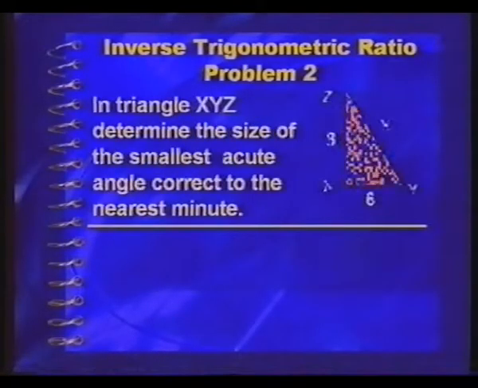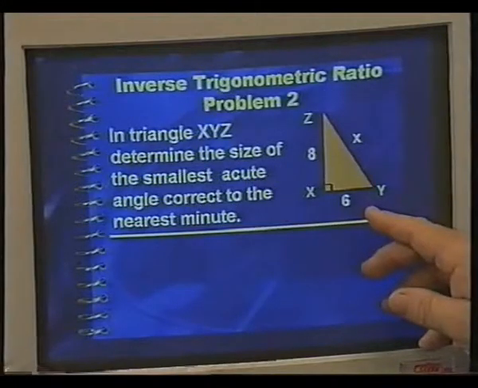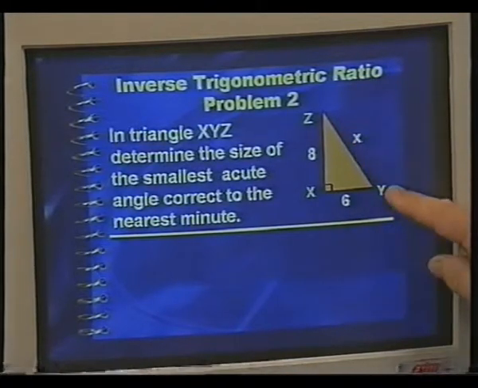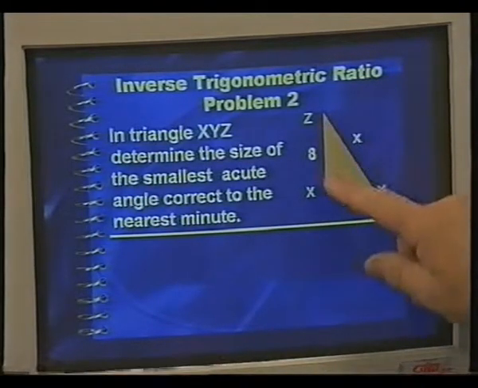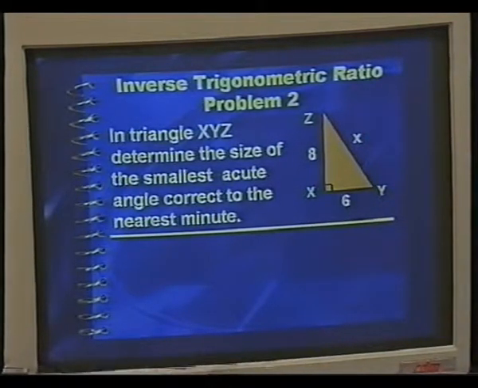Let's now have a look how we can use these inverse ratios in practical problems. So I've got a triangle problem here and I want you to find the angle. There we've got triangle X, Y, Z, and we want to find the size of the smallest acute angle correct to the nearest minute. Well, the smallest angle will always occur opposite the smallest side. So being the longer side there, that is side 8. So obviously the angle we want is Z, angle Z.